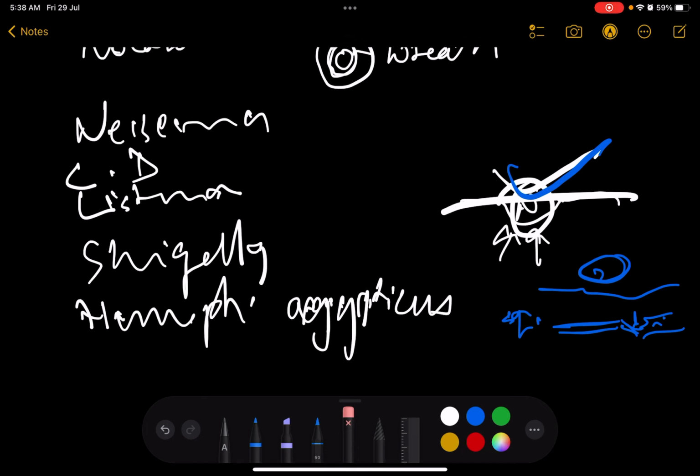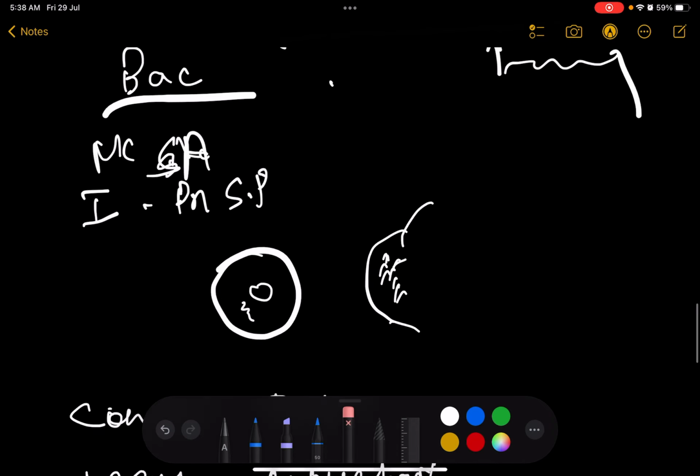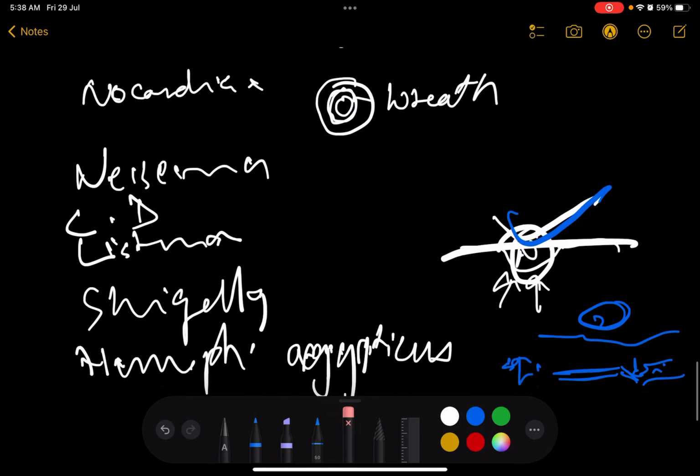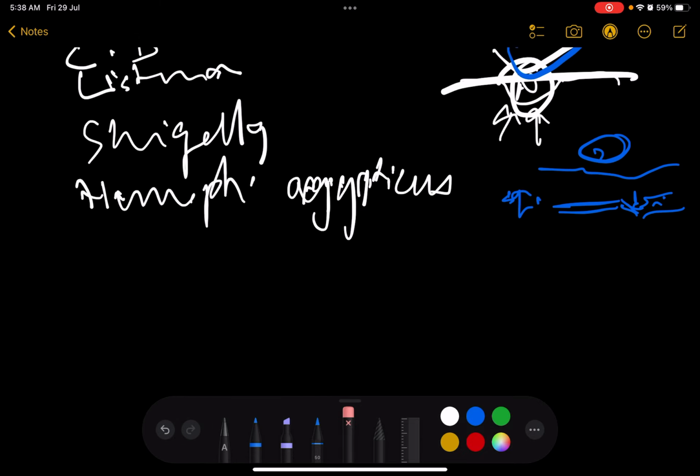So now, before getting into what each of these bacterial ulcers are and how you identify them, again revising upon that, I would like you to understand the pathogenesis of bacterial keratitis.